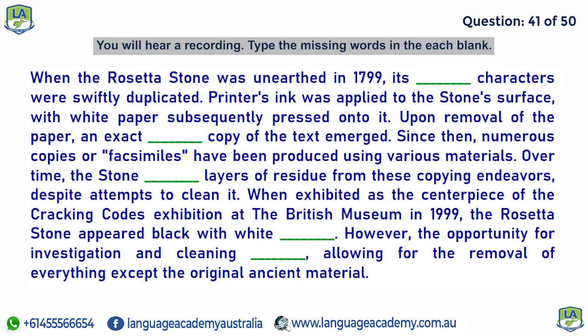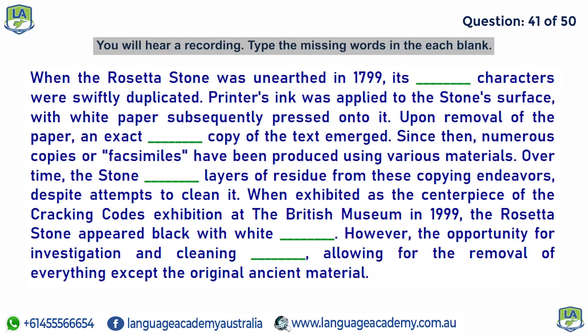When the Rosetta Stone was unearthed in 1799, its engraved characters were swiftly duplicated. Printer's ink was applied to the stone's surface, with white paper subsequently pressed onto it. Upon removal of the paper, an exact reversed copy of the text emerged. Since then, numerous copies or facsimiles have been produced using various materials.